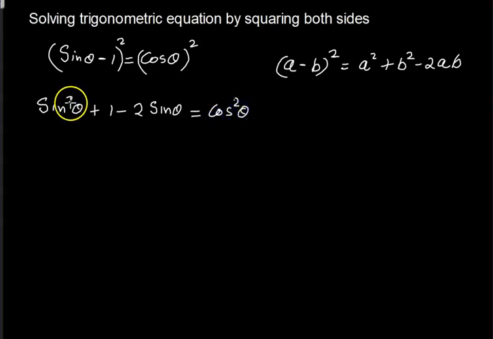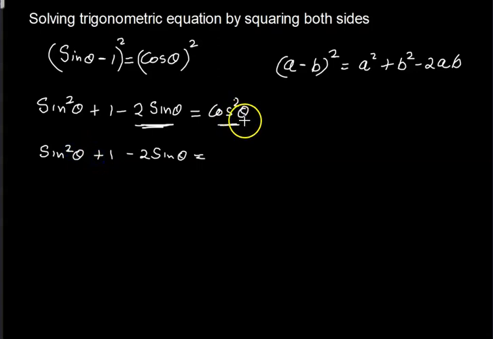Now we can apply the Pythagorean identity. We can replace either sine square theta or cos square theta. But since this is a single term in the form of sine theta, it is better to replace cos square theta in terms of sine square theta, so that we get the whole equation in terms of sine theta. Using the Pythagorean identity, we know that cos square theta equals 1 minus sine square theta.